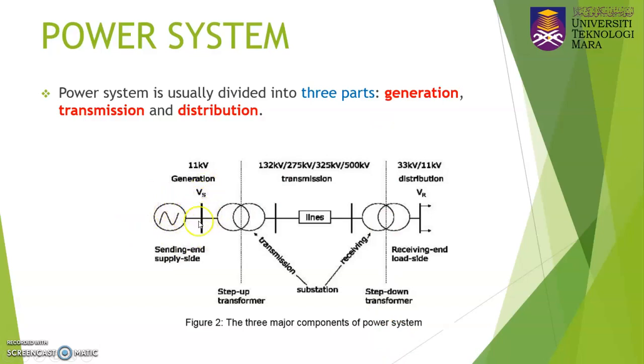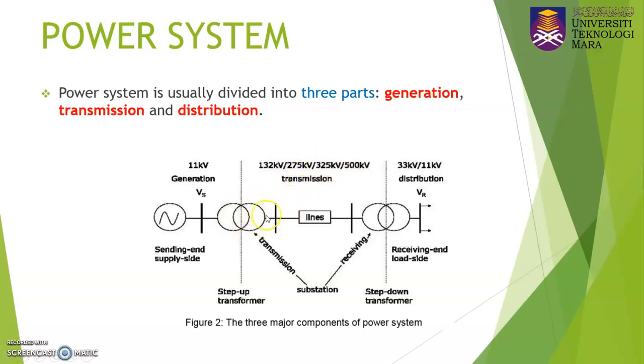Here we have a bus that connects the generator to the transformer, where we have a step-up transformer. Basically, the step-up transformer is used to increase the voltage from the generation from 11 kV to 132 kV or 275 kV or 325 kV or 500 kV.